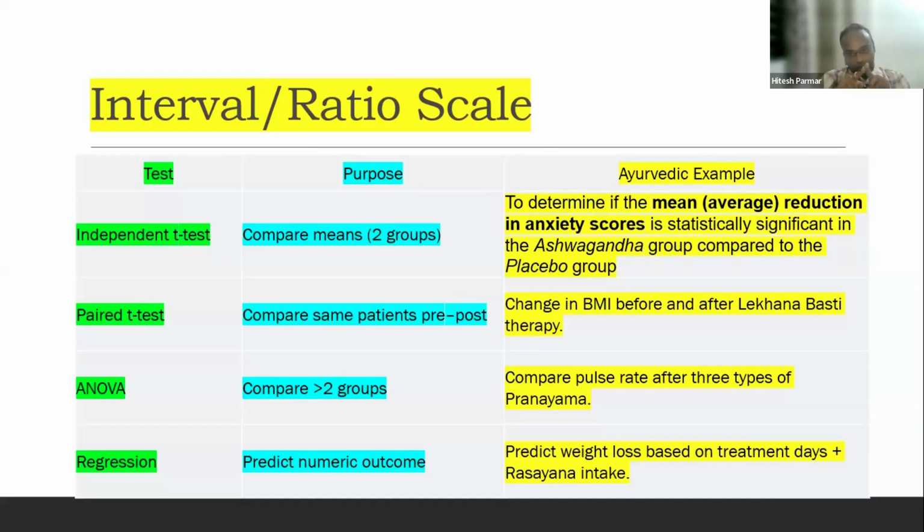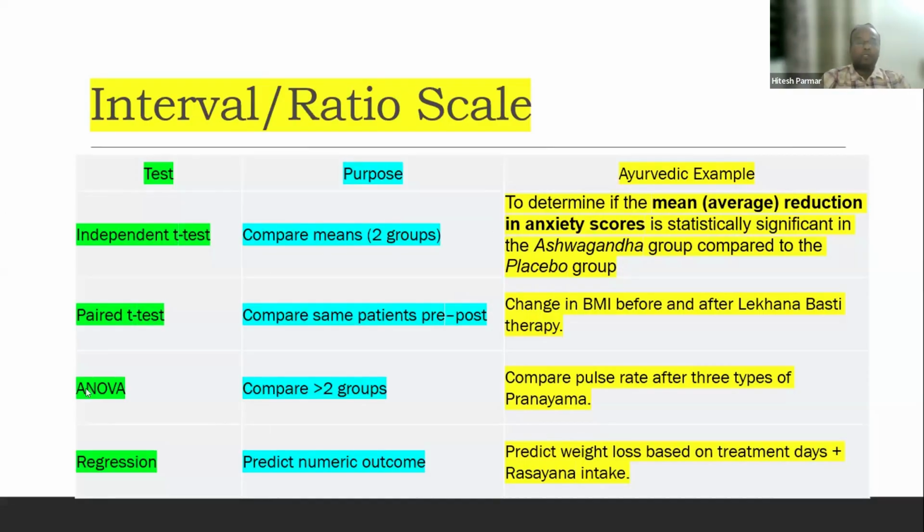So here the variable that we are interested in is what? It is the anxiety score, which is interval data. So that is why we are going for the independent sample t-test. For a parametric test, there is an assumption that the data must be normally distributed. So we need to test the normality first. For the anxiety score, we need to check the normality. If it is normal, then only we move ahead.